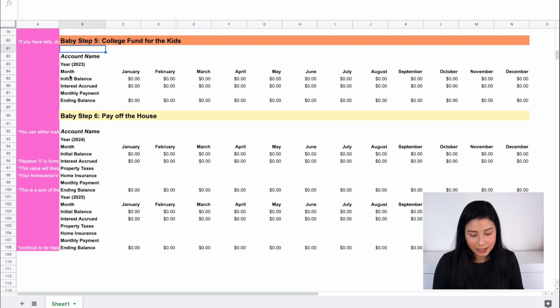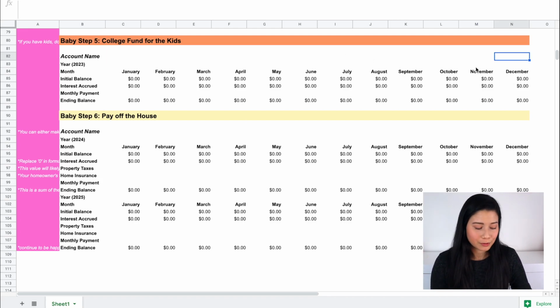This looks like a savings account template again. You can adjust this and write in your account name if it's like a 529. I personally don't know too much about that now, but maybe I will in the future. This is just a way to keep track of how much you're contributing towards that.